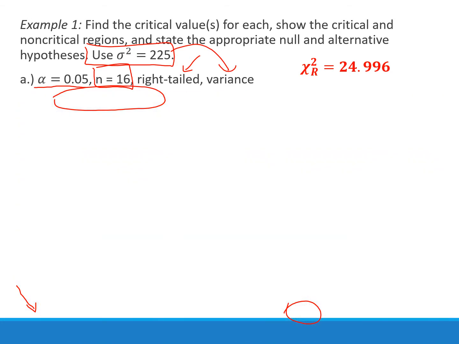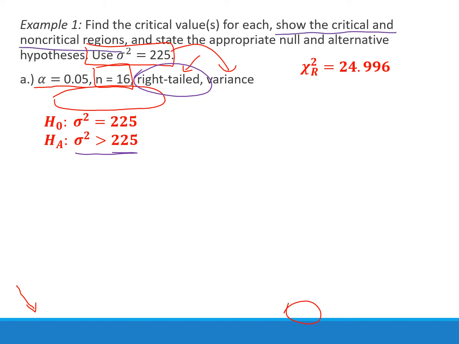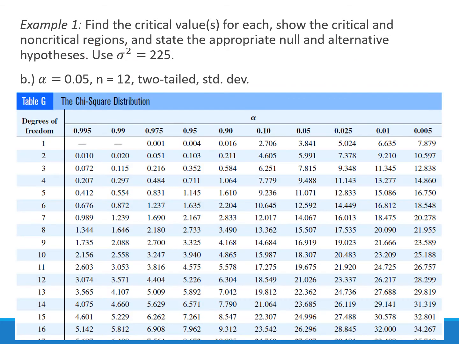We can write our hypotheses. The null hypothesis always has that equal sign. The alternative is based on this right here. It tells us it's a right-tailed test. The last thing that it wants us to do here is show the critical and non-critical regions. So this is our critical value. When we plug everything into the chi-square test statistic equation, which we're going to get to in a bit, anything larger than this value, since it's a right-tailed test, would be in the critical region, and we would reject the null hypothesis.